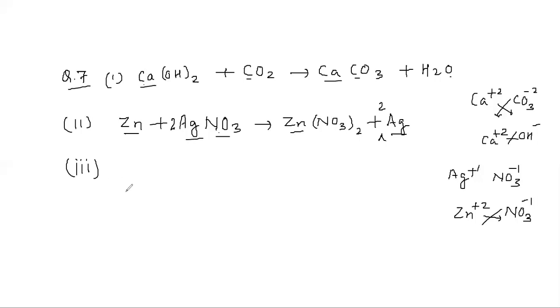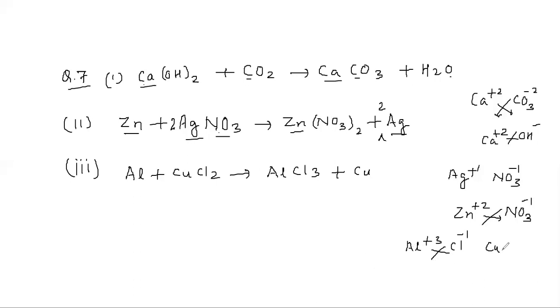Aluminium plus copper chloride. So Al plus CuCl2 gives aluminium chloride, AlCl3, plus copper, Cu. Here also aluminium has valency +3, chlorine has valency -1. So after transfer we will get AlCl3, and copper has valency +2, cupric, and Cl has valency -1. So after transfer we will get CuCl2. So that is why here CuCl2 is written.